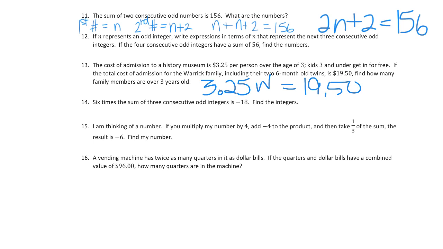Okay, so we have our number, and we multiply it by 4. So 4n. I'm going to add -4 to the product, so plus -4, and then take 1/3 of the sum. In order to take 1/3 of the sum, I have to put this in parentheses so that I know to add before I multiply. So times 1/3. Now you can put that 1/3 before the parentheses or after the parentheses. And the result is -6. Okay, next page.